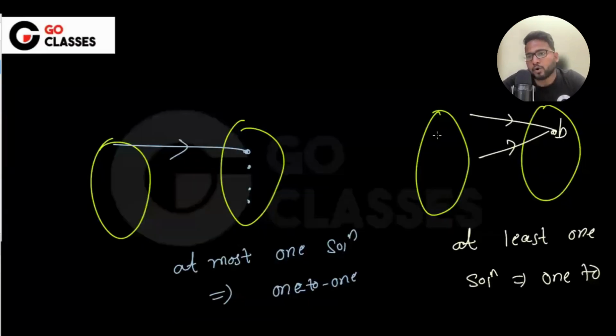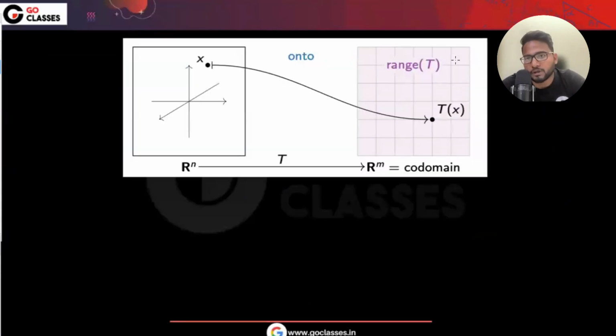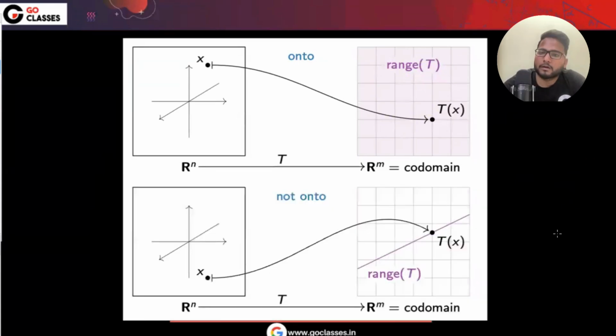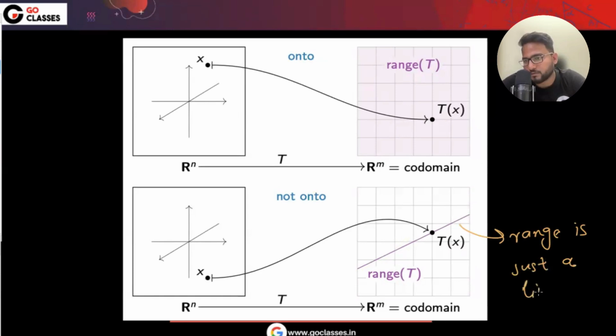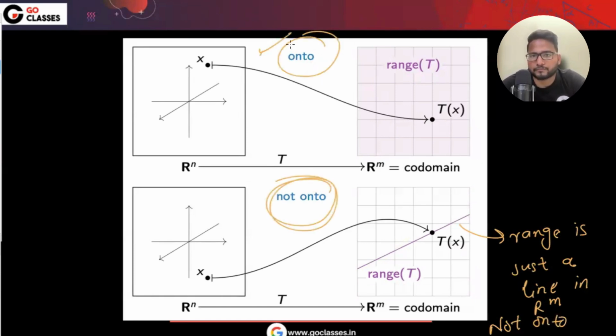Now, onto basically means you don't leave anything here, right? Which means range and codomain both are the same. So here, if the whole thing is codomain, then the whole thing is also the shaded part, which is range. Okay. So that's why it is onto. Now, here if the range is only the shaded part, this much only, this is not onto, right? Range is just a line or subspace in, let's suppose, Rm, right? Then it is not onto. Okay. This is not onto, and this is onto. Understood?